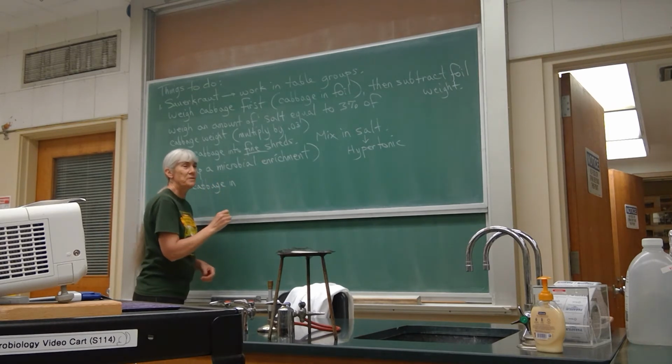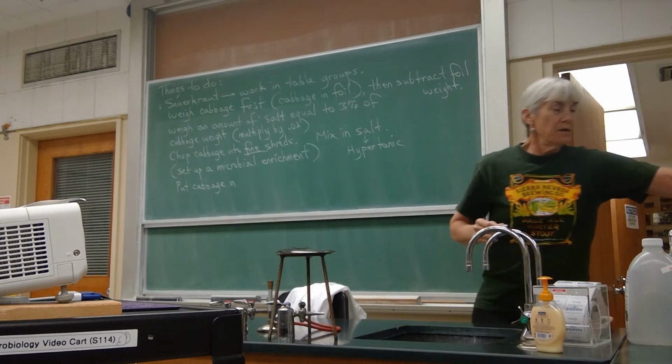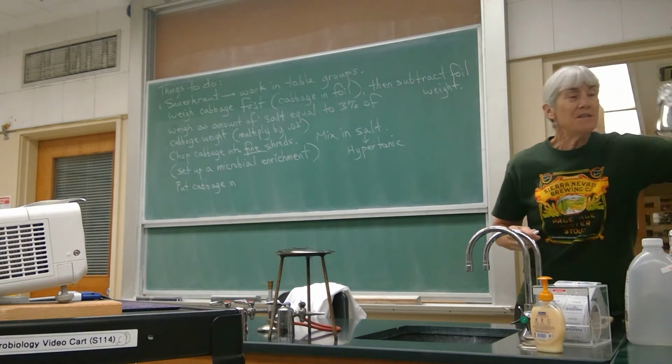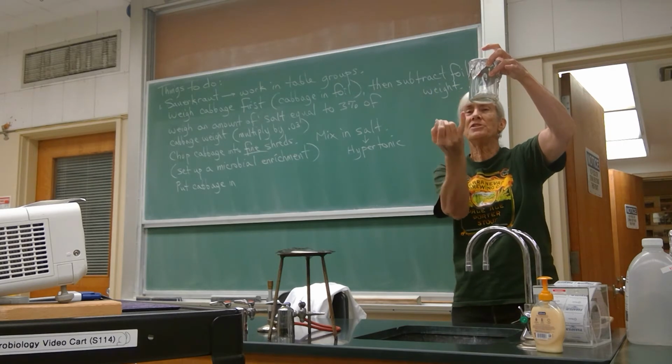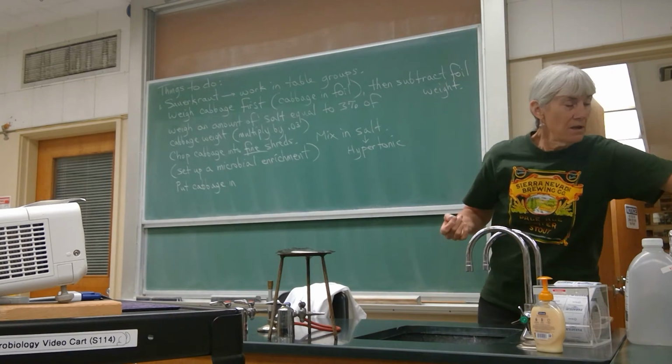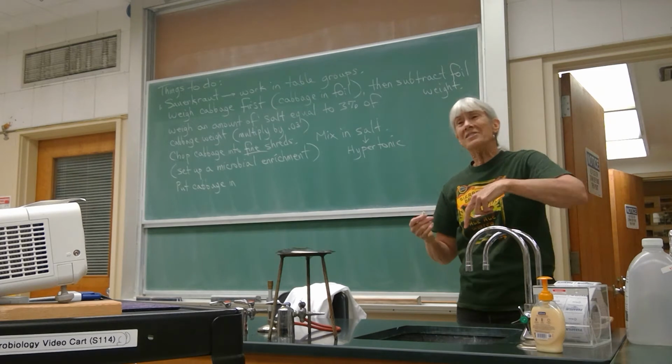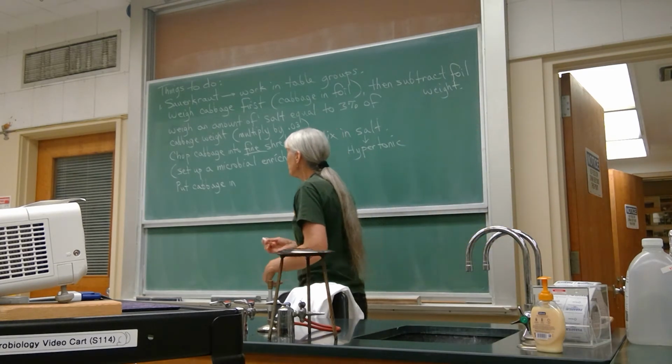in the larger of 2 beakers. So these are our cabbage fermentation chambers. There's 2 beakers, nested beakers. You're going to put the cabbage in the outside beaker, and you're going to put water in the inside beaker. Do not put water with your cabbage.